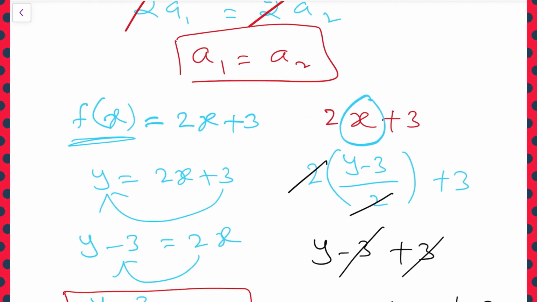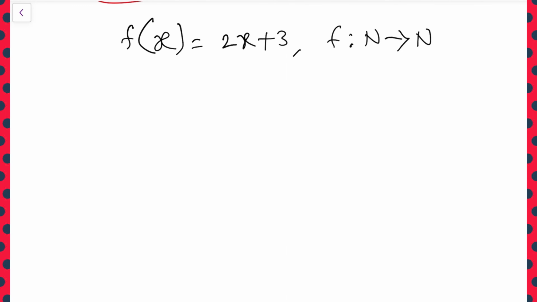Next, the same function, but I will change the domain and codomain. f of x is equal to the same function again, 2x plus 3 only. I am just changing the domain and codomain. F is a function from N to N, and the function is defined as f of x equals 2x plus 3. Let us check whether this is a bijection or not. First I am going to check for the injection, that is one-one function.